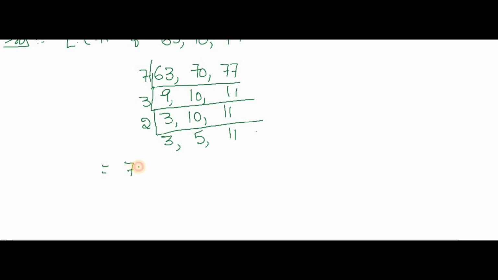Now multiply all the numbers. 7 into 3 into 2 into 3 into 5 into 11. 7 3s are 21. 21 into 2, how much we will see? 2 1s are 2, 2 2s are 4. 21 2s are 42. And now 3.